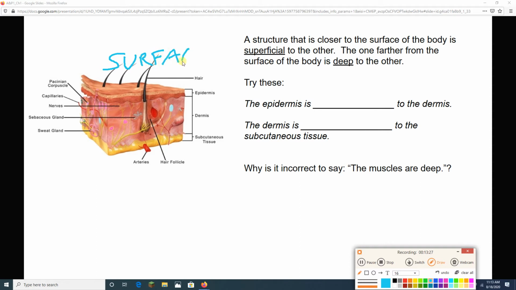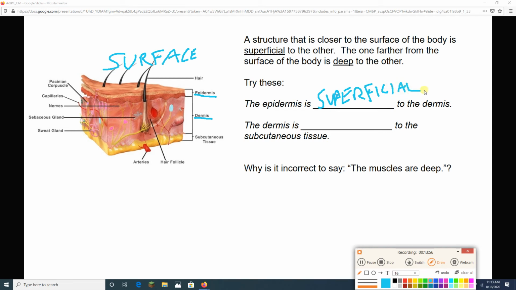That is the surface. Now, if I look at my skin here, the skin has a layer called the epidermis and a layer called the dermis. Look at the positions of those two relative to the surface. So, the epidermis is blank to the dermis. Hopefully you said superficial. Superficial.